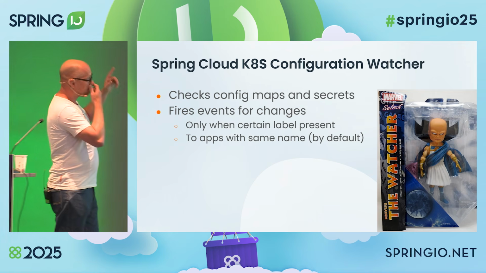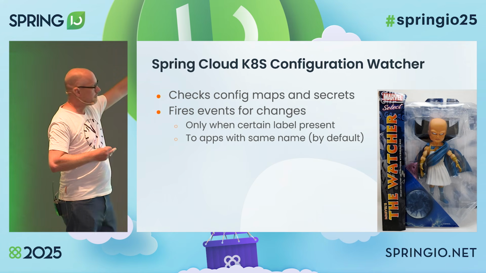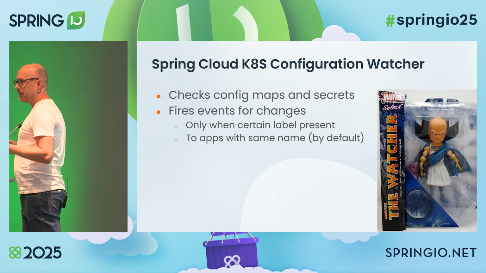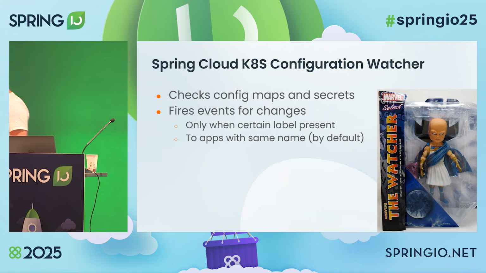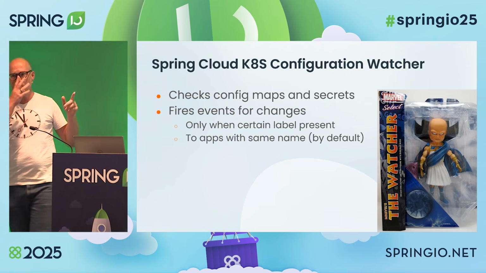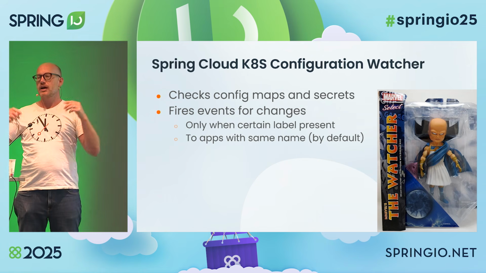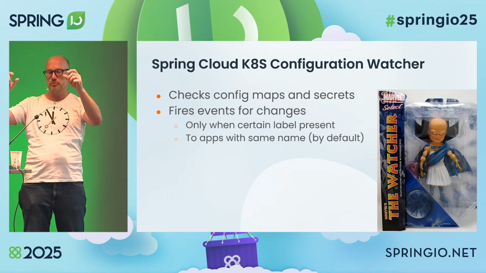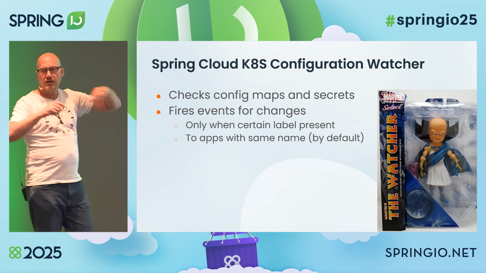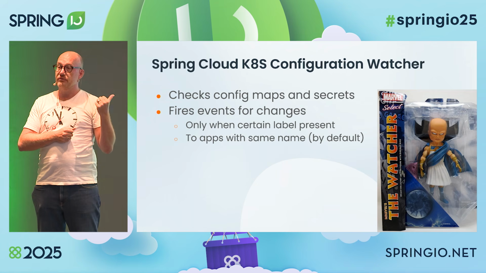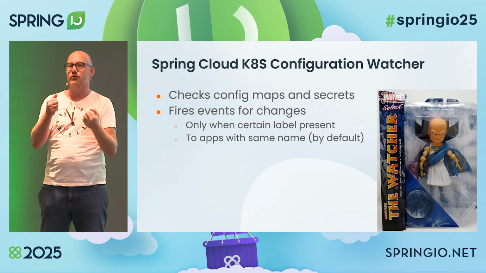So it fires events for this. And it doesn't do this for everything. So you might have a config map where you say, well, I don't really want to refresh if this thing changes. So by default, how this stuff works, your config map in Kubernetes needs to have a label, which is just key value pairs, that tells it this thing should be taken into account by the Kubernetes configuration watcher. There's a label for that, and I'll show you in a moment.